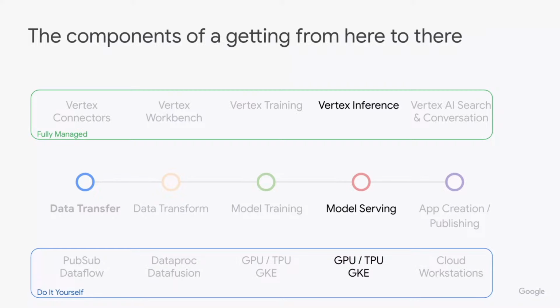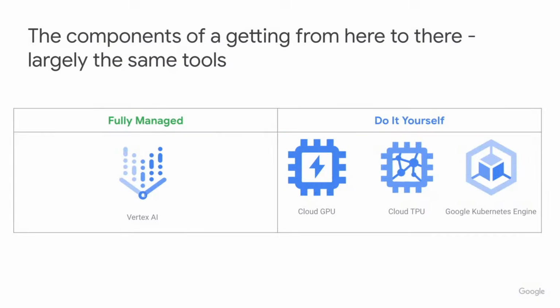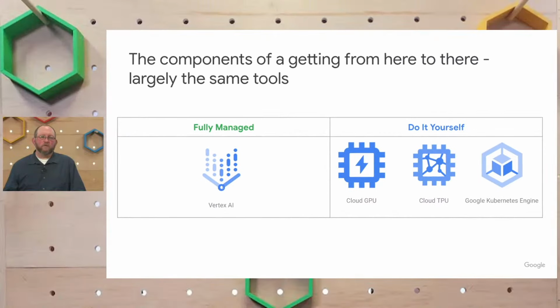And then model serving. Model serving and model training are very much two sides of the same coin. And in fact, we use exactly the same tools. When you look at doing the model serving, you can either do that through Vertex and manage all of the different components there, or again, you can do it yourself and you can take advantage of our GPUs, TPUs, and Google Kubernetes Engine.